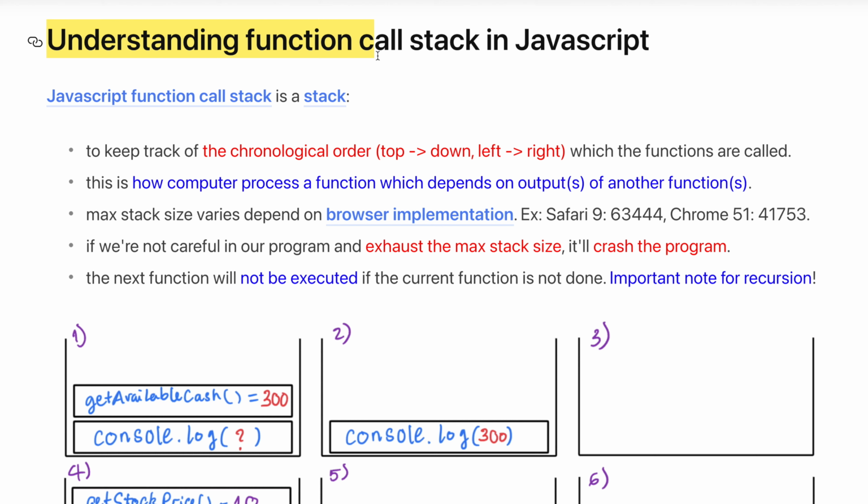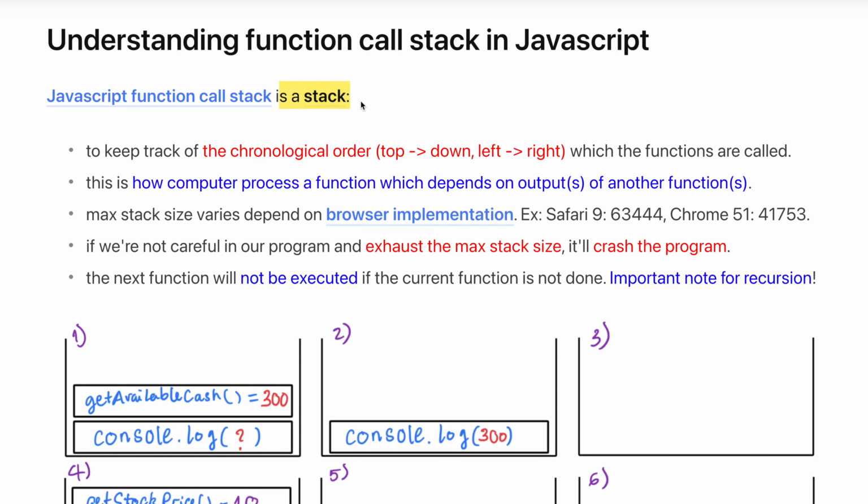First, what is a function call stack in JavaScript? Function call stack is a popular concept. It can be found in many other programming languages, and it's actually a fairly simple concept. Function call stack is simply a stack data structure to keep track of the chronological order in which the functions are called, and the order of calling the function is top down, left to right. The function in the line of code above is called before the function in the line of code below. If there are multiple functions in the line of code, the function on the left is going to get called first, and then the function on the right is going to get called after, one by one. So top down, left to right is the normal order when the computer executes the code.